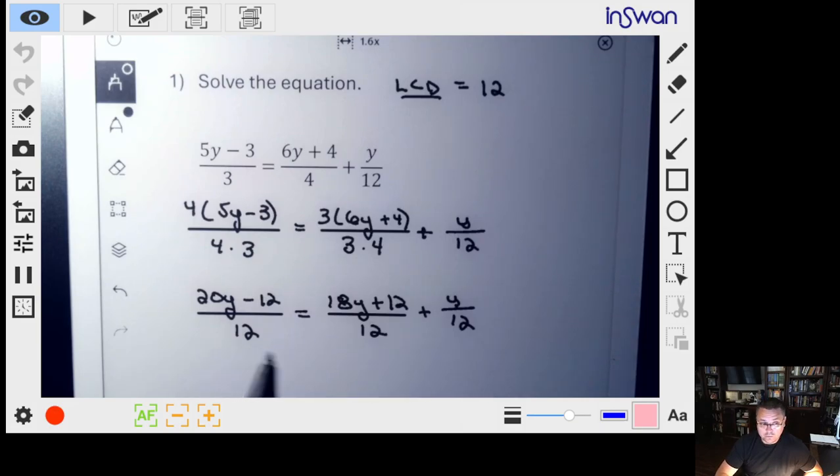So at this point, once the denominators are the same, we don't have to write the denominators anymore, because what I'm doing is just multiplying everything by 12. And so that's going to get rid of the denominator. So that'll give me 20y minus 12 is equal to 18y plus 12 plus y.